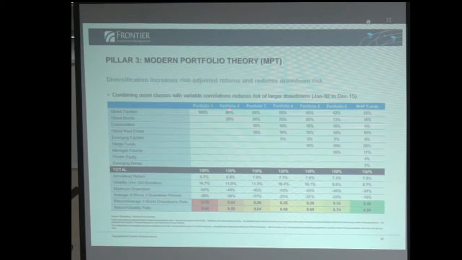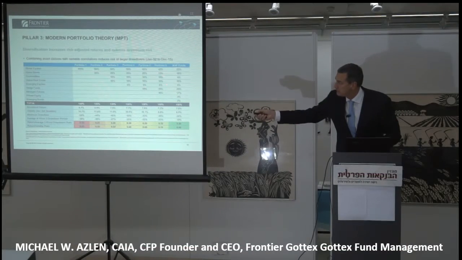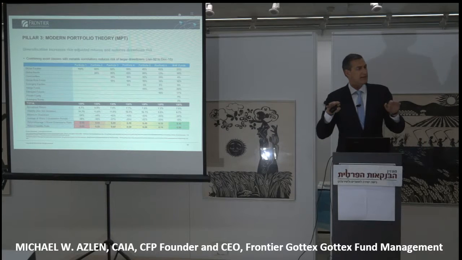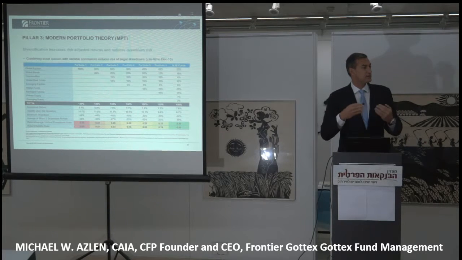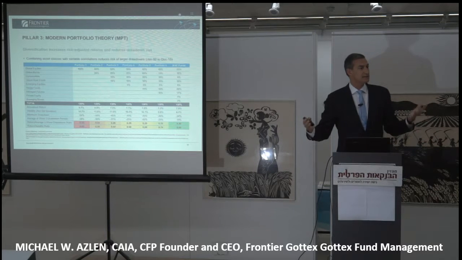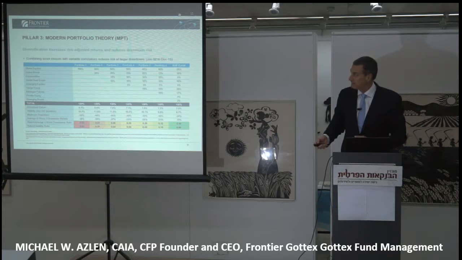If you have a little bit of bonds in your portfolio, you add real estate, you add emerging market equities, you add hedge funds, you add managed futures. This is the asset allocation of our fund. You can see as we add more assets, the return is about the same. But the risk, of course, is lower because we are diversified. It's a quite easy to understand concept, but here you can see it in practice.